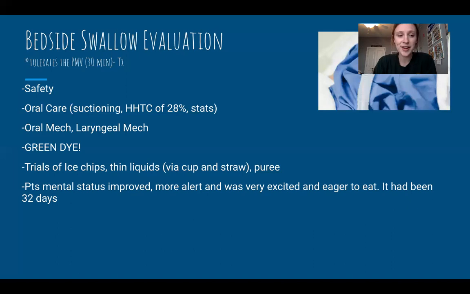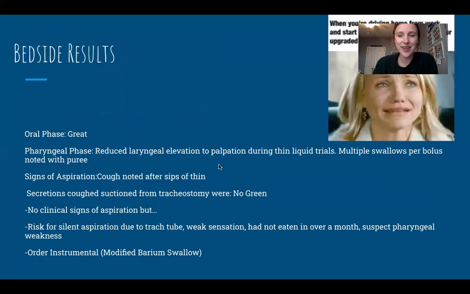So we did the swallowing trials with her, and her mental status was improved. She was more alert, more excited. And yes, like I said, she hadn't eaten in a while. It had actually been 32 days, so she was definitely eager. We did not see any green come out of that trach, which was awesome. To put it simply, I put down roughly what we saw. The oral phase was great.